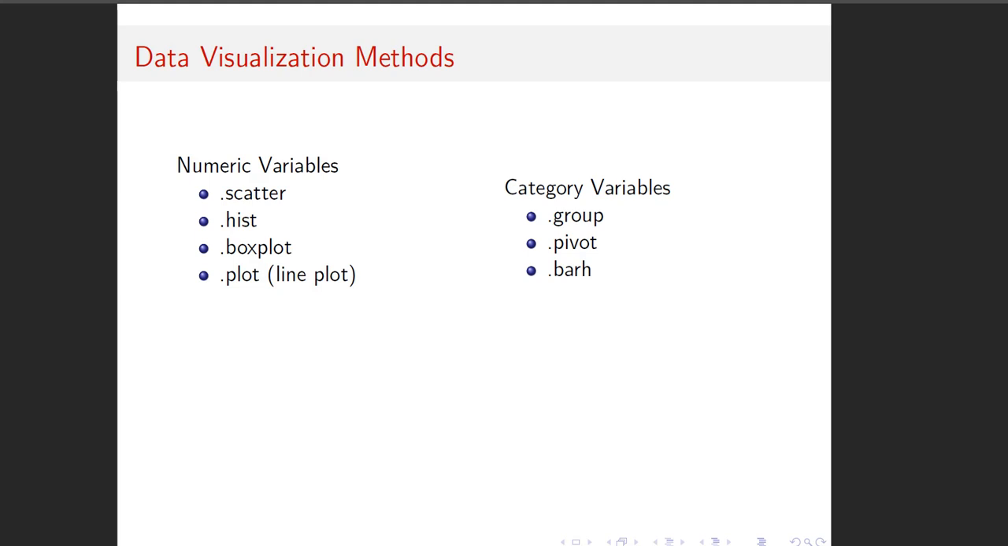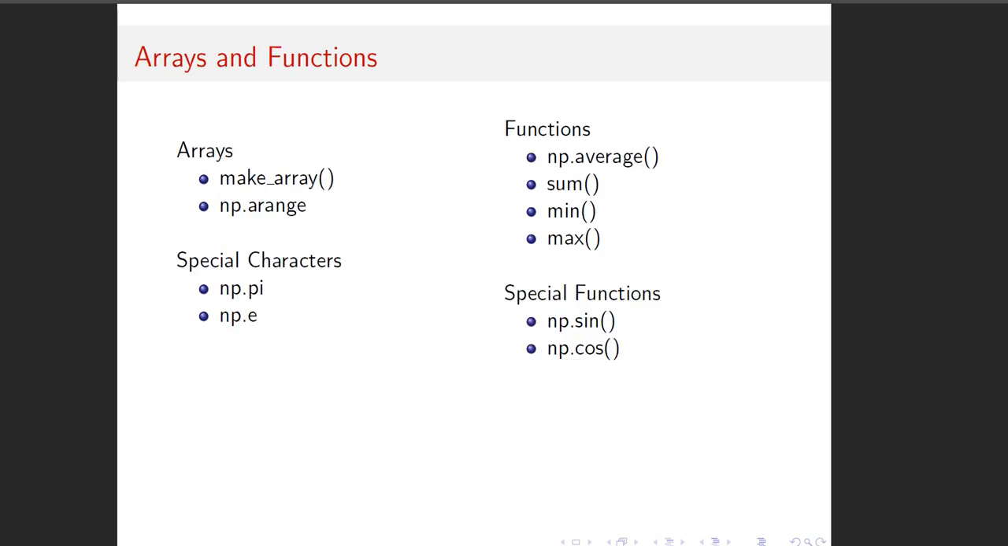And then, of course, for the category variables, we use .group and .pivot. And then for the visualization, this really is the only visualization, but these were good ways to study category variables. Okay, so that's the outline of what I'm trying to put together with this study guide. I will show you one more page.